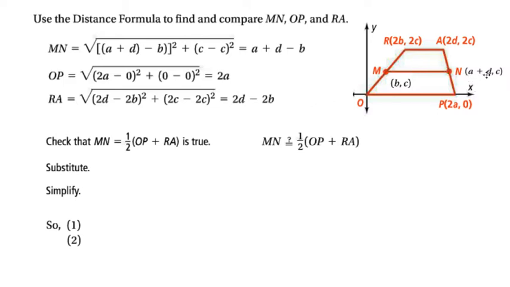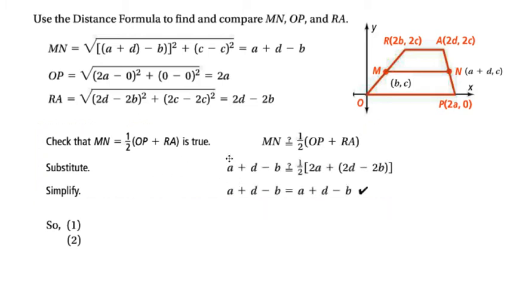The length of segment MN will be the square root of the difference in the y-coordinates squared plus the difference in the x-coordinates squared. And when we simplify that, we get a plus d minus b. For OP, we get 2a, and for RA, we get 2d minus 2b. So now we need to just plug those all into the formula. We need to check that the length of MN is half of the sum of the other two. So we're going to go ahead and substitute those in.